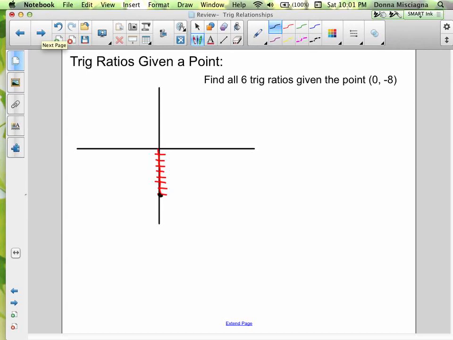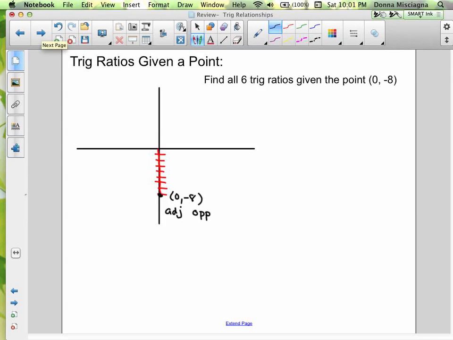So here's our point, 0, negative 8. And no matter what the point is, we can find the trig ratios. You might be thinking, but what's the opposite side? What's the adjacent side? What's the hypotenuse? Well, the adjacent side is 0, because I said x is always the adjacent side. The opposite side is negative 8, because I said y is always the opposite side.